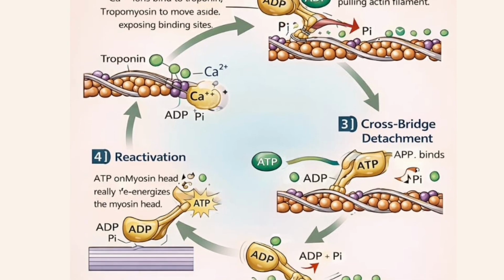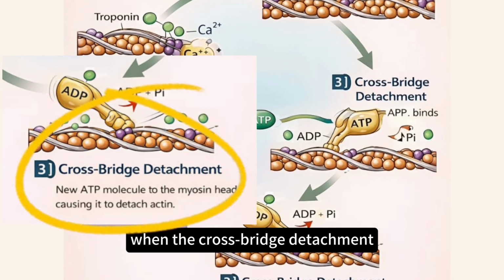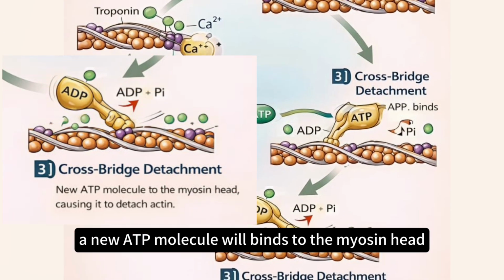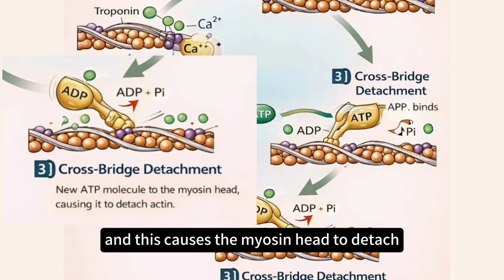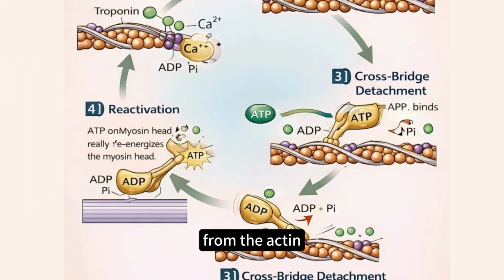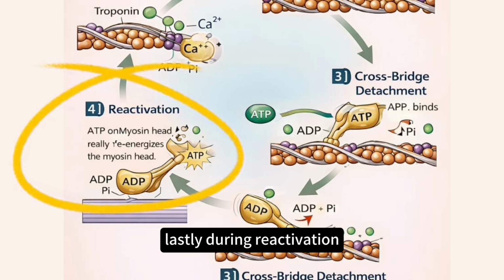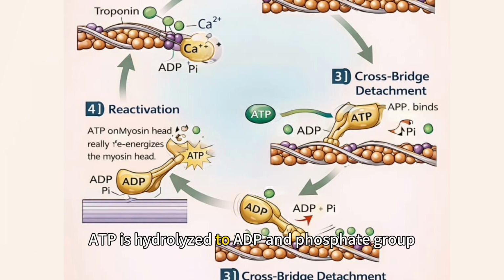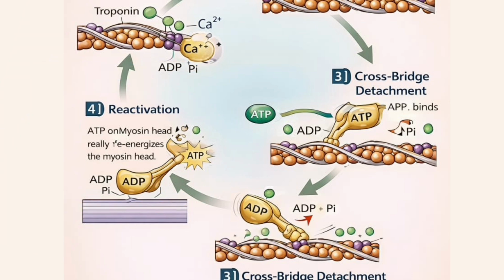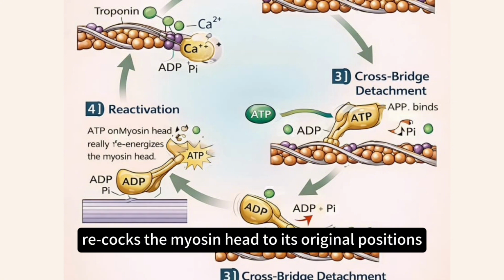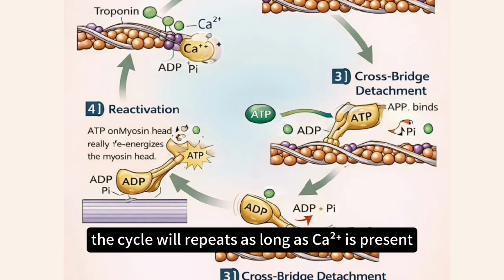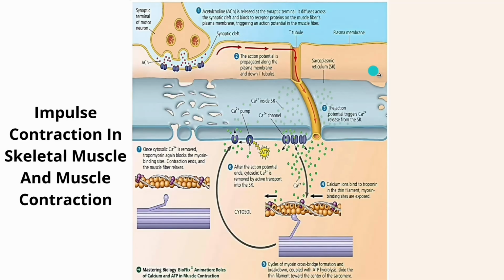Then, during cross-bridge detachment, a new ATP molecule will bind to the myosin head, and this causes the myosin head to detach from the actin. Lastly, during reactivation, ATP is hydrolyzed into ADP and a phosphate group. The energy released recocks the myosin head to its original position. The cycle will repeat as long as Ca2+ is present and ATP is available.